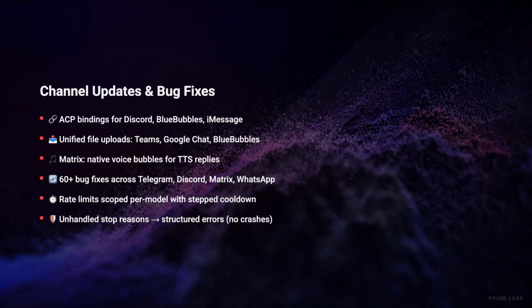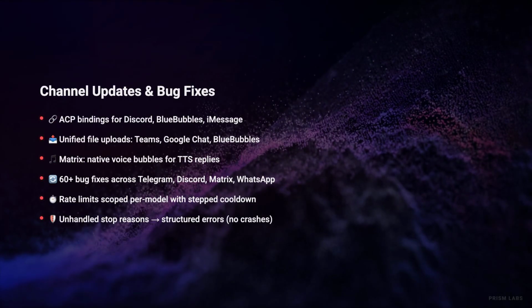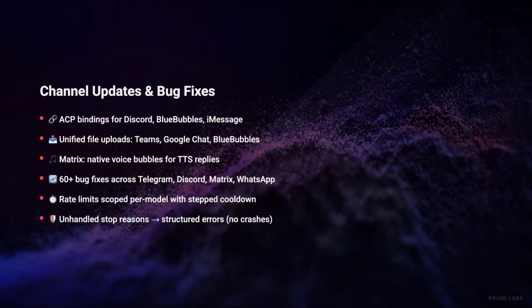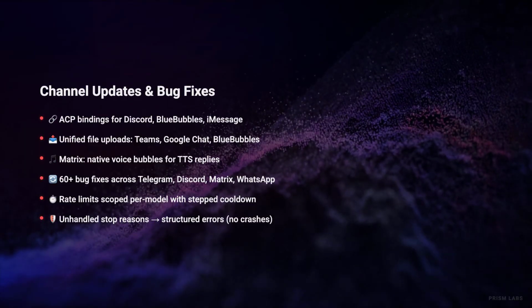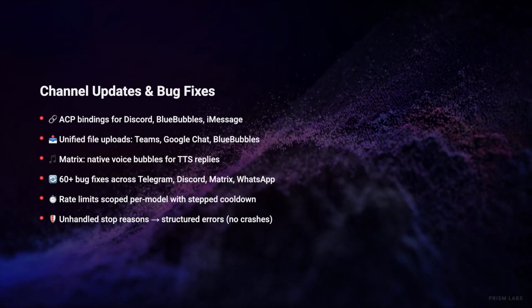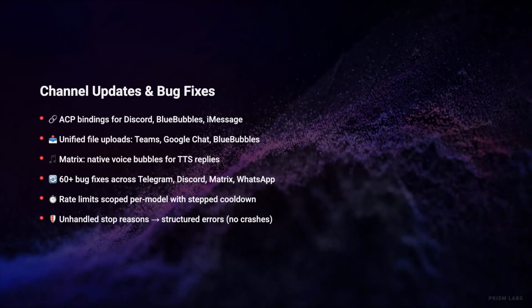On the bug fix side, over 60 fixes. Telegram infinite echo loops in self-chat mode are resolved. Discord gateway drains stale sockets properly. Matrix encrypted media works correctly. iMessage stops leaking reply tags. WhatsApp self-mentions in quoted messages are handled.